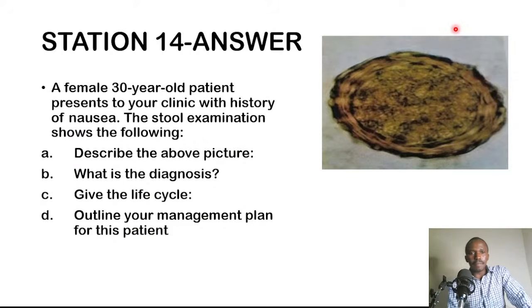Station 14. Another thing, if you have never seen it before, you'd never know. A female 30-year-old patient presents to the clinic with a history of nausea. The stool examination shows the following. Describe the picture. What is the diagnosis? Give the life cycle. Outline your management plan.